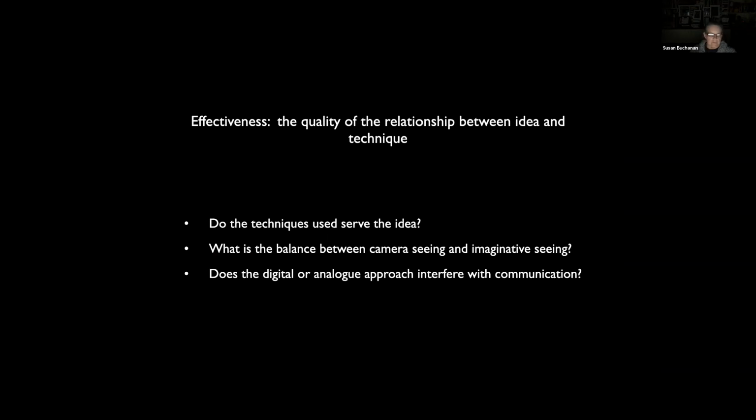So how effective is an image? Importantly, do the techniques used serve the idea? How much is camera seeing and how much of it is imaginative seeing? The relationship between technique and image is such that they complement one another and serve to reinforce, elaborate, and expand our understanding of what has been attempted. Techniques have been used to add meaning and definition to the message and not used for their own sake.